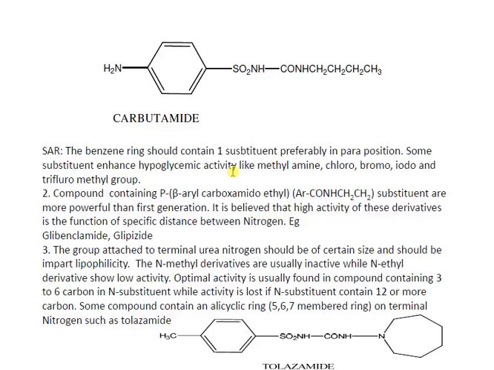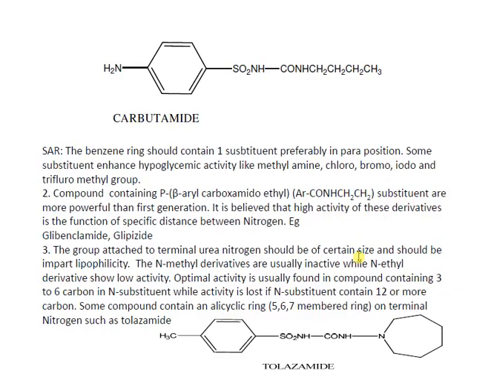First one is sulphonylureas. In the structure activity relationship of sulphonylureas, the benzene ring should contain one substituent, preferably in the para position. Some substituents enhance the hypoglycemic activity, like methyl, amino, chloro, bromo, iodo and trifluoromethyl groups. Compounds containing beta-aryl carboxamidomethyl substituents are more powerful in the first generation. These agents, sulphonylureas, are divided into two types, first generation and second generation.